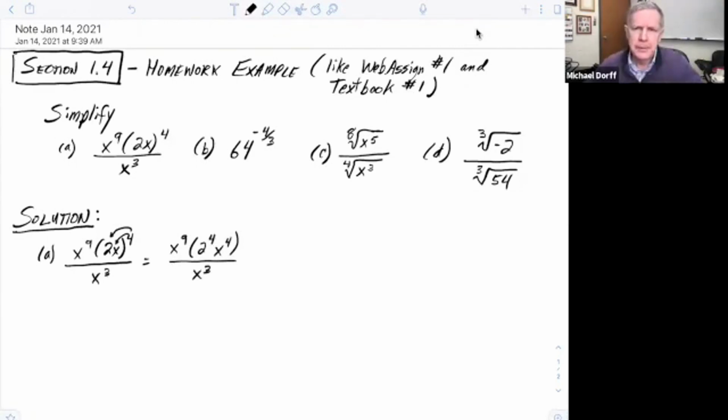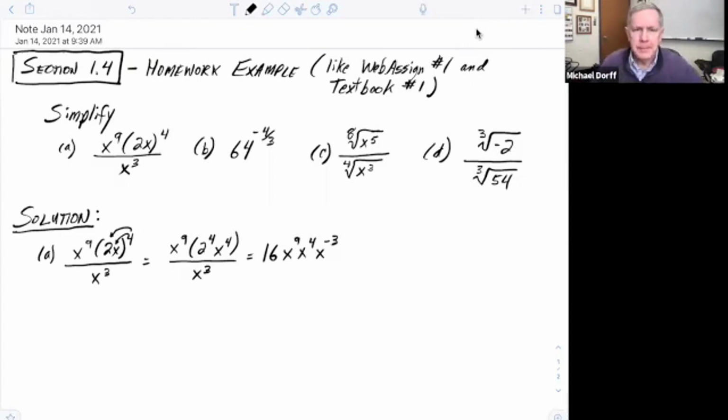Now, 2 to the fourth is 2 times 2 times 2 times 2, which is 16. So I have 16, and then an x to the ninth and an x to the fourth. And I can bring that x cubed in the denominator up to the top if I change its sign from a 3 to a negative 3. So now I have this.